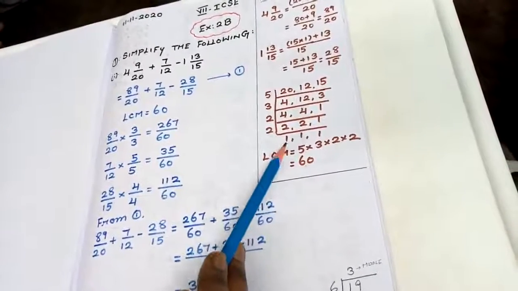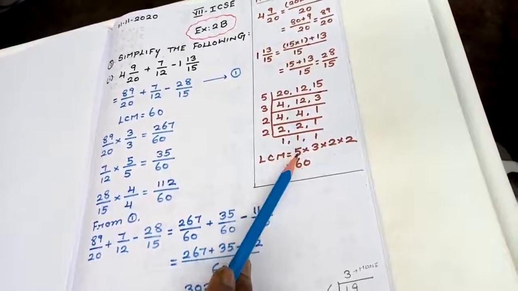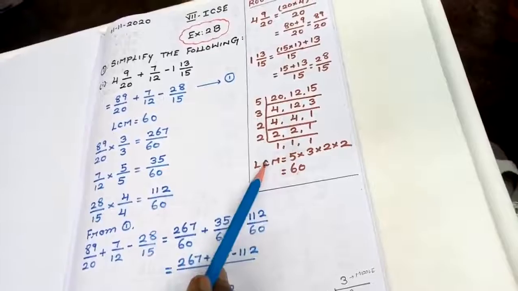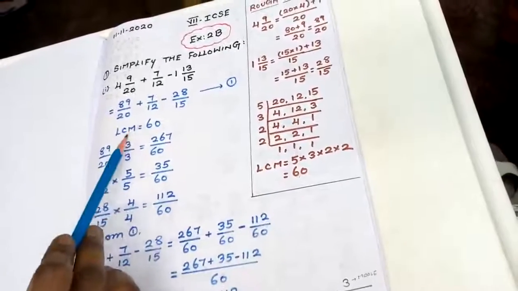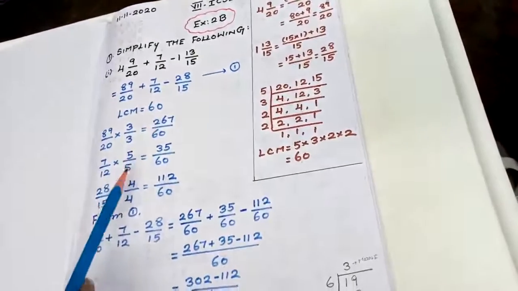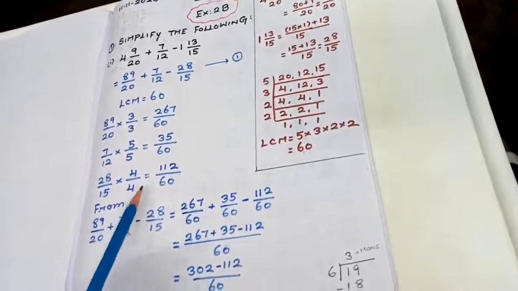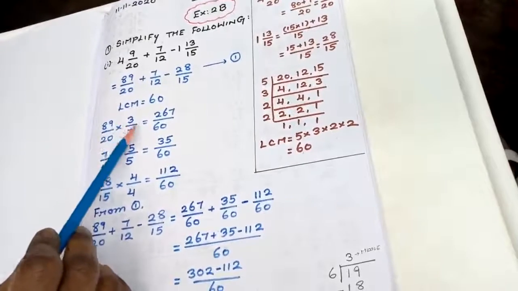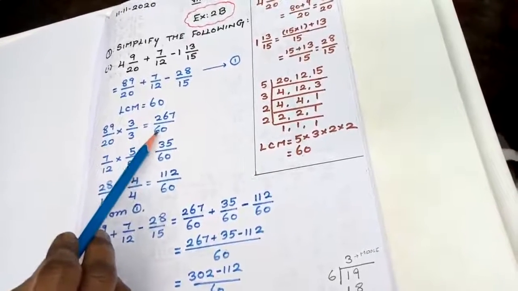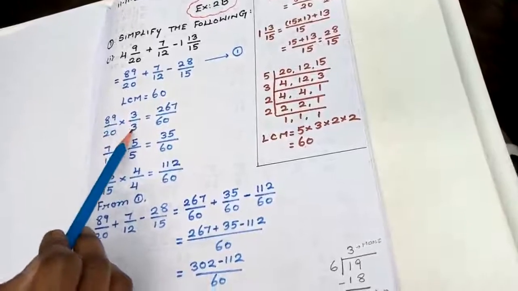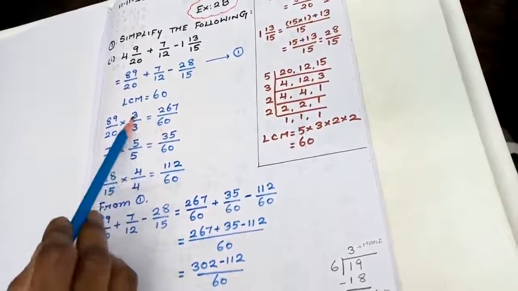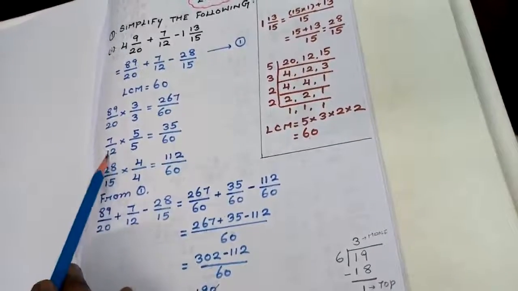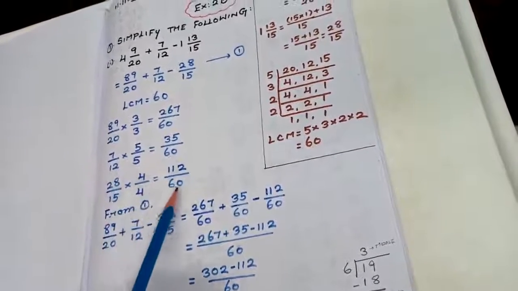This particular calculation we are seeing as one exercise, but now we are going to do it as a calculation in a sum. LCM I am getting the value as 60, students. After getting 60, the main calculation starts from this place. First take 89 by 20. If I divide and multiply, the denominator I will get as 60. 20 into 3, I will get 60. So divide and multiply by 3. In the same way, in all the cases I am going to do like this. 12 into 5 is 60. 15 into 4 is 60.